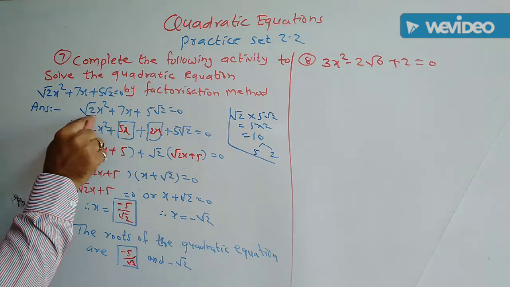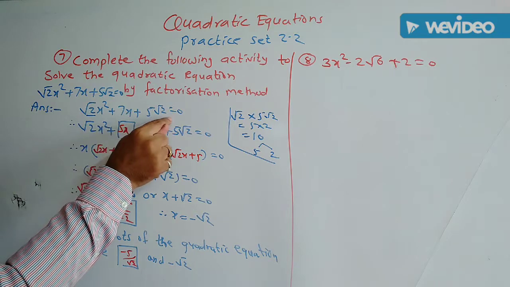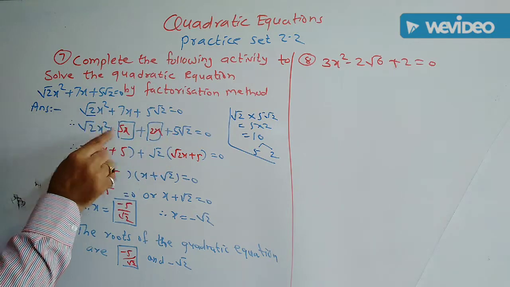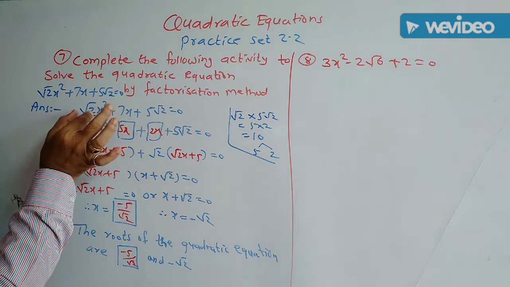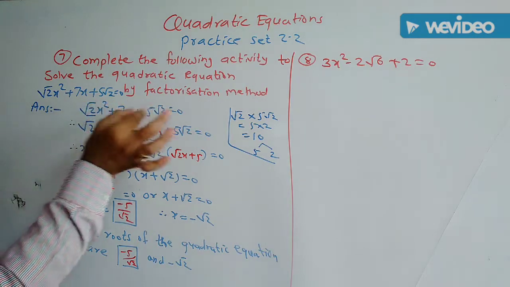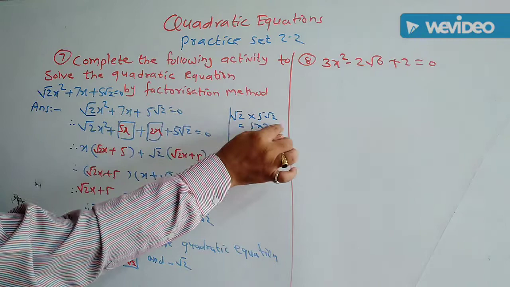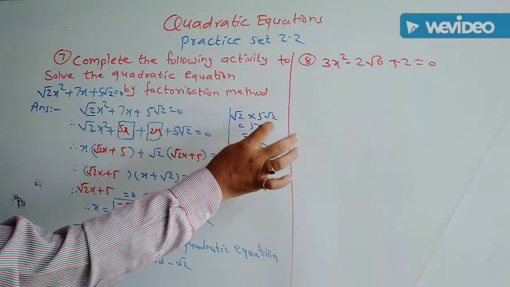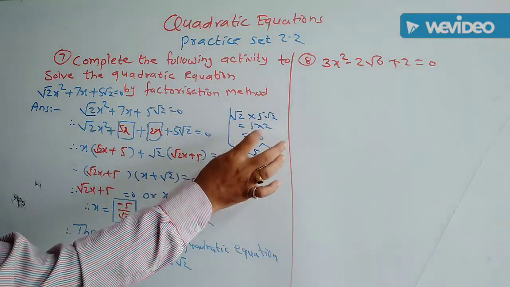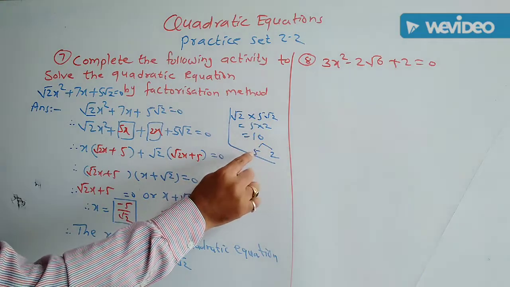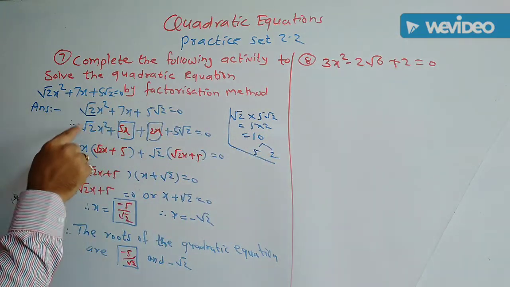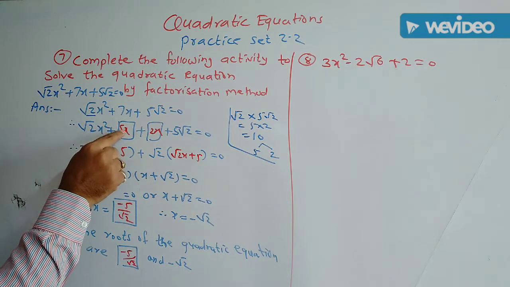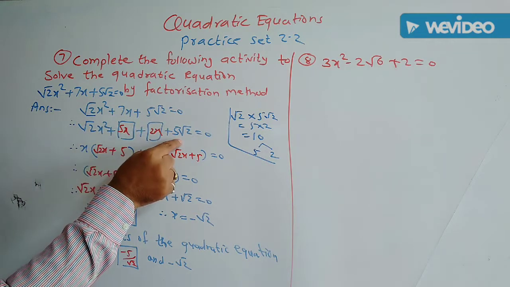What is given? Root of 2x square plus 7x plus 5 root of 2. Here the coefficient of square term is greater than 1. Therefore we take the product of coefficient and constant term. Root of 2 into 5 root of 2. Root of 2 into root of 2 is 2, 5 as it is, 5 2s are 10. Factorize it. 5 into 2 is 10, 5 plus 2 is 7. Therefore root of 2x square plus 7x means 5x plus 2x plus 5 root of 2.